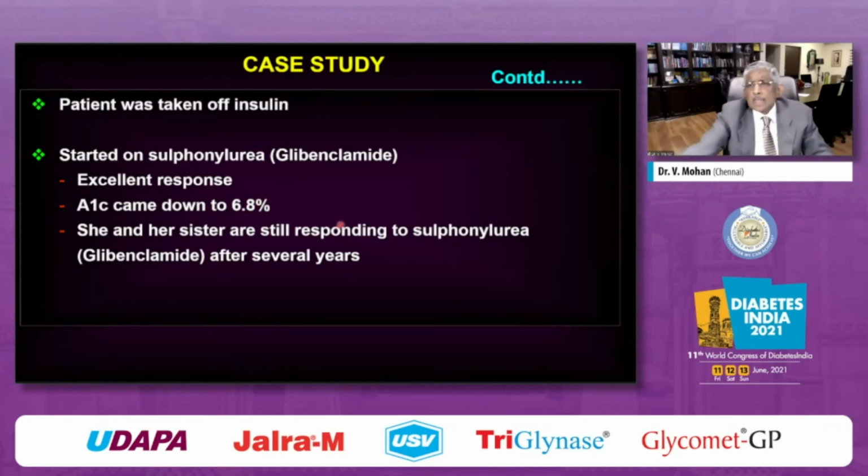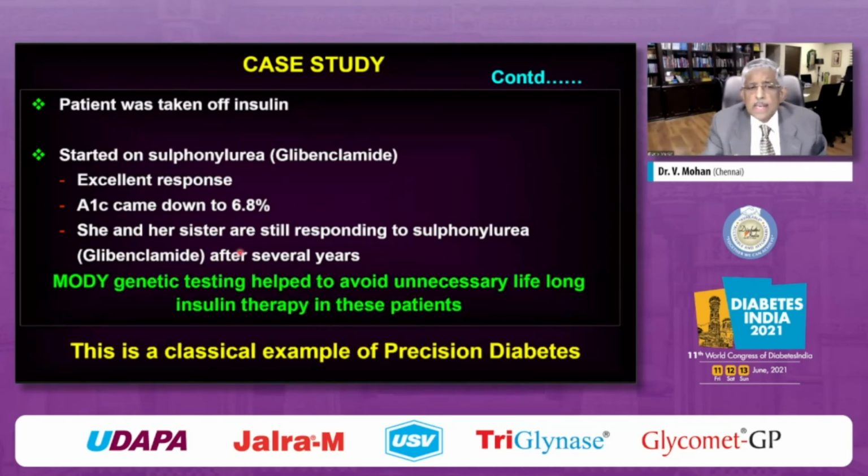Now it's almost 14 or 15 years since she and her sister came to us, and they're still coming to us, and they're still responding to glibenclamide. They still have not gone to insulin. Imagine, MODY genetic testing helped to avoid unnecessary lifelong insulin therapy. If we had not done this, she would still be taking insulin 4 times per day. They'd still be saying she has type 1 diabetes. This is a classical example of precision diabetes. And that's why we have to go the full hog and see what type of diabetes our patients have. It's worth all the effort.